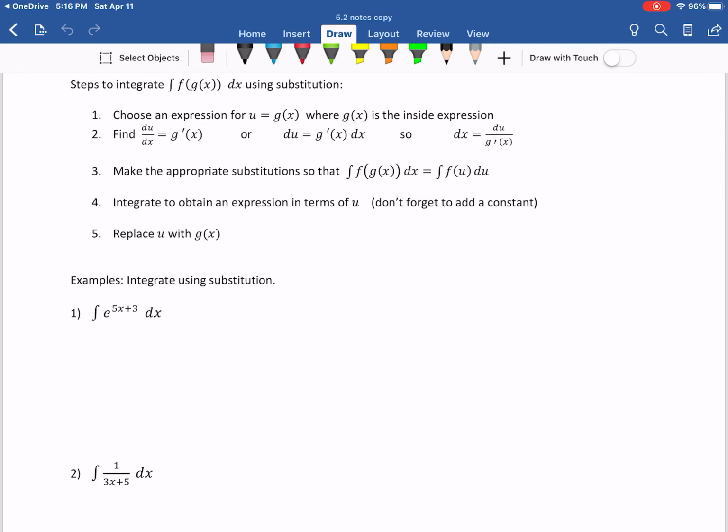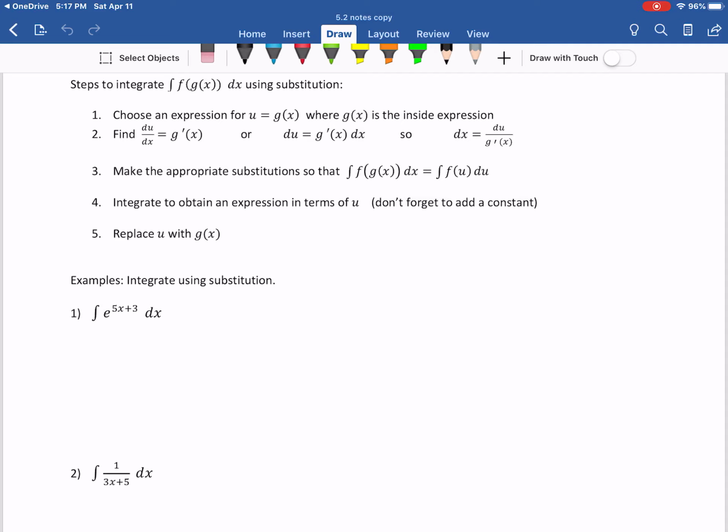What we need to do in general is take your function that is composed of another function. So we've got function composition going on, and we want to make the inside function our substituted u piece. So the inside part is going to be considered u. That's going to be what we consider your g of x, the inside expression. du/dx is g prime, or du equals g prime times dx.